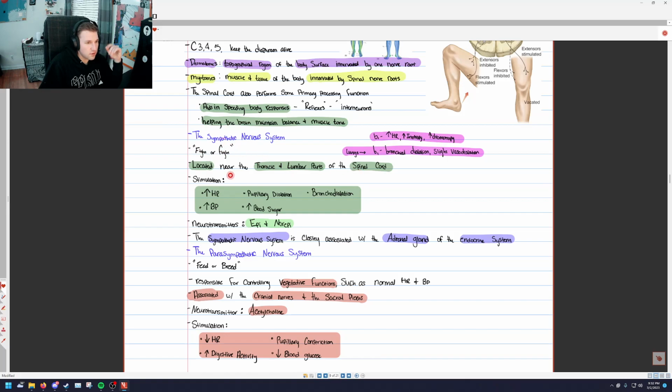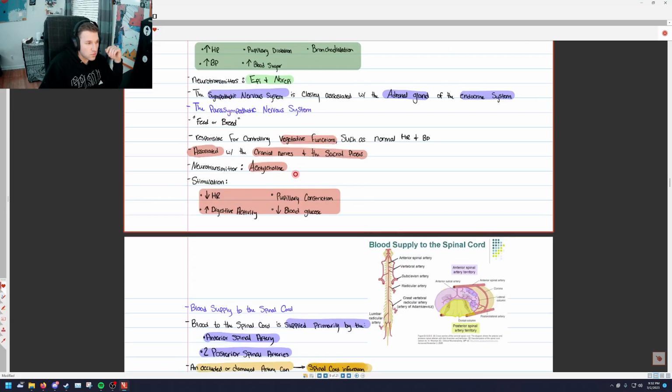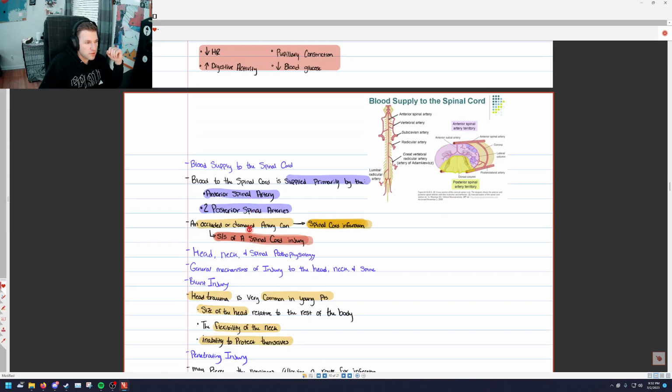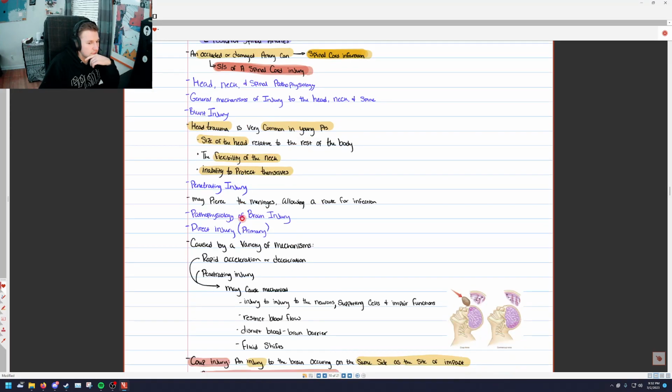Sympathetic nervous system we already know, as well as the parasympathetic. Here's our blood supply. Yeah, I really apologize if I'm skipping over a lot of this. It's just stuff we already know, and it has no importance.